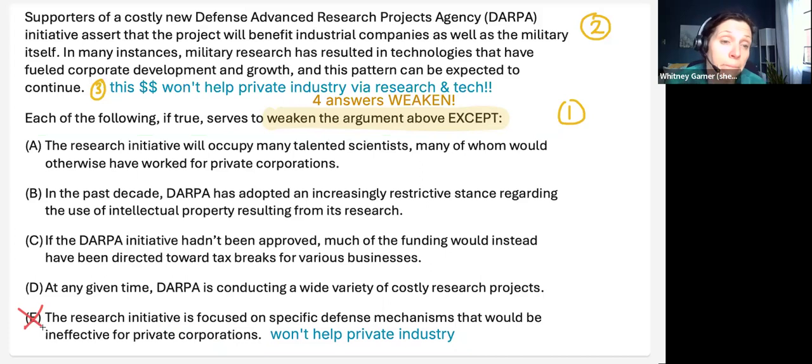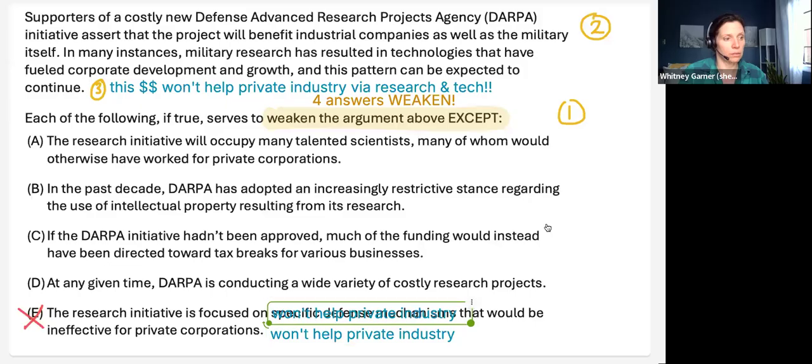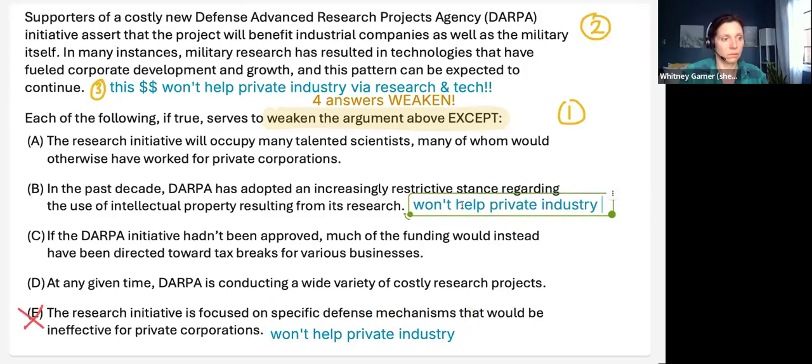And nobody chose B. In the past decade, DARPA has adopted an increasingly restrictive stance regarding the use of IP from research. Well, that makes me think that it won't spill to private industry, right? Like it won't be made available. And so that would also weaken the argument that this is going to spill over into private industry through research and technology.